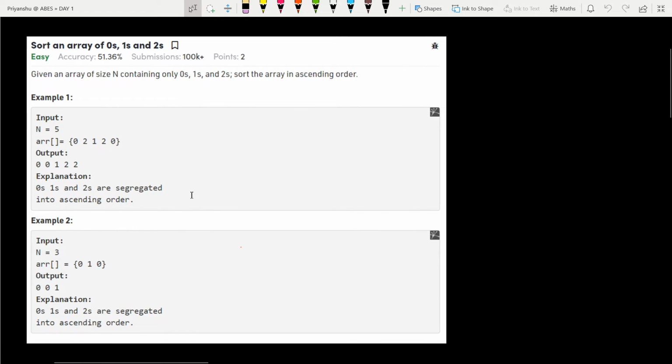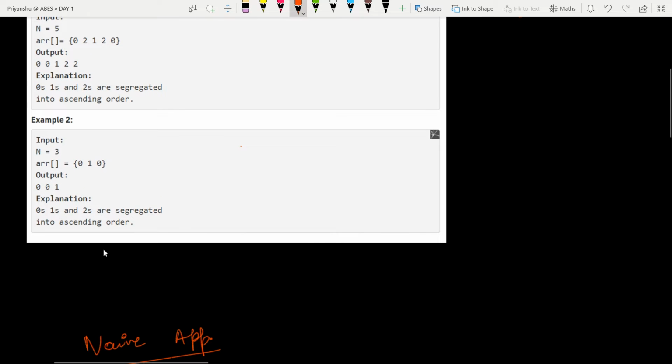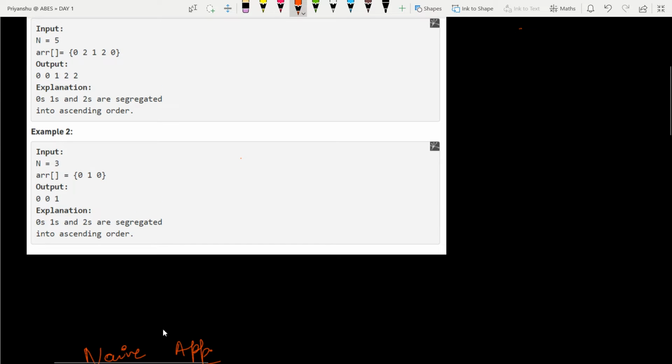Hi everyone. In this question, we solve the question: sort an array of zeros, ones, and twos. So we are given an array that only consists of 0, 1, and 2. We have to sort this array in the assignment. So this is a simple question at first go when we look at it. The first thing we can do is simply apply a sorting algorithm and solve this question.